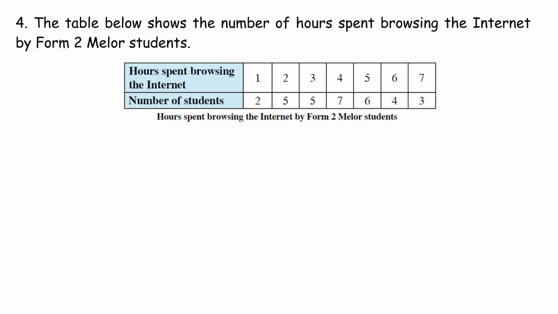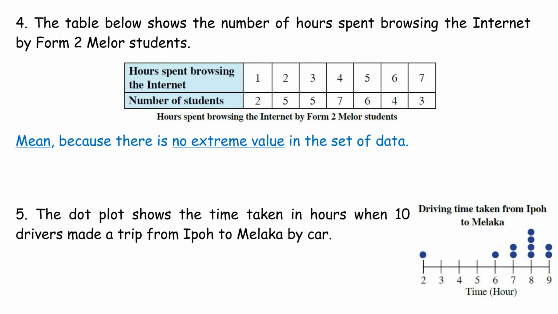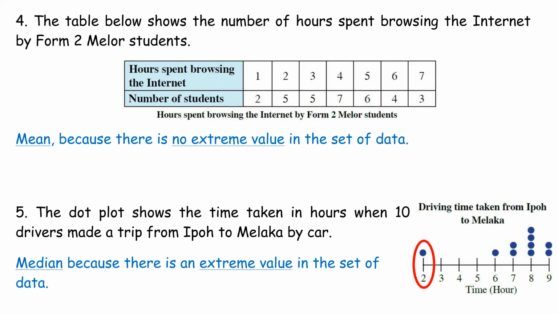4. The table below shows the number of hours spent browsing the internet by Form 2 students. Mean, because there is no extreme value in the set of data. 5. The dot plot shows the time taken in hours when 10 drivers made a trip from Ipoh to Malacca by car. Median, because there is an extreme value in the set of data.